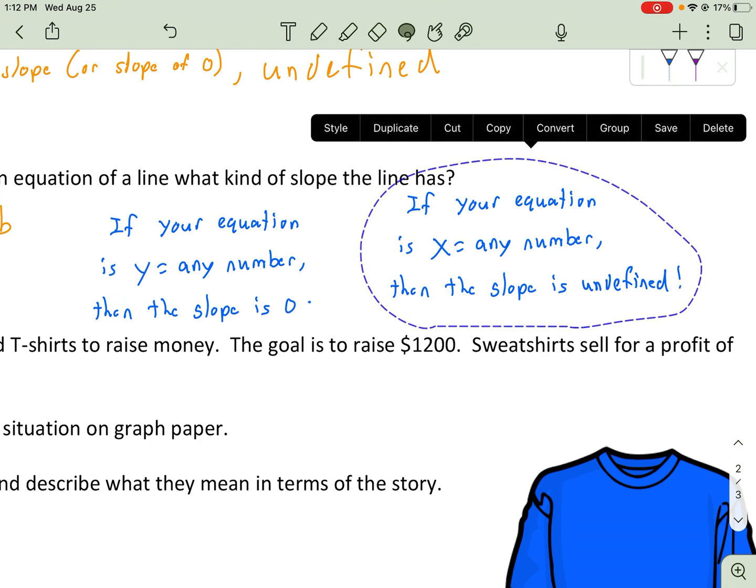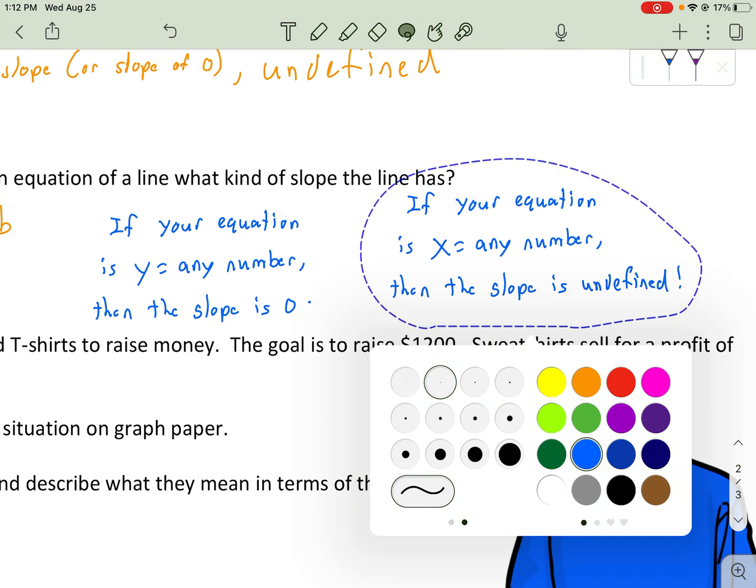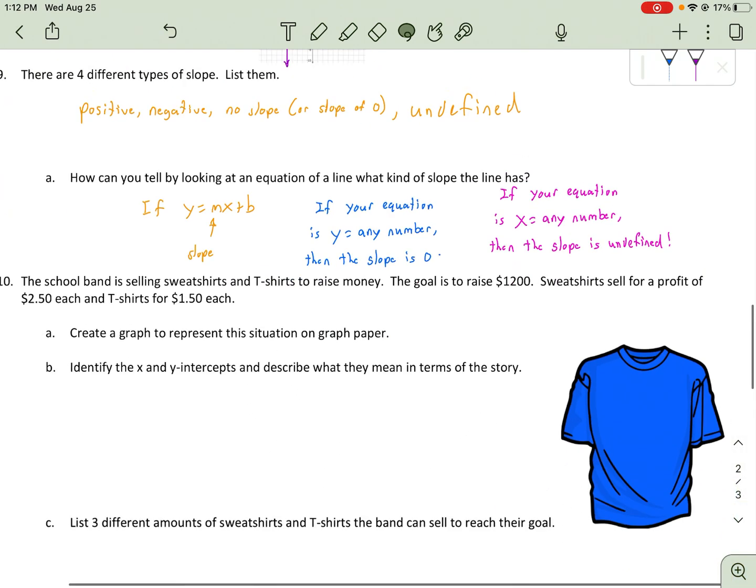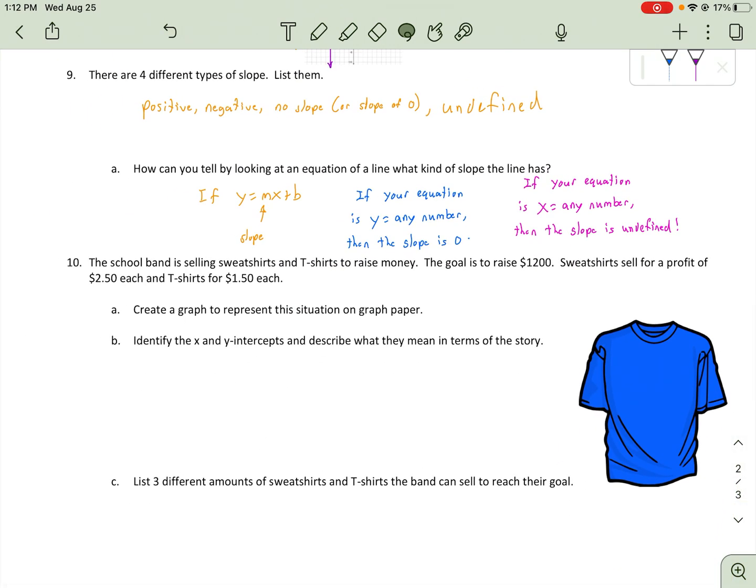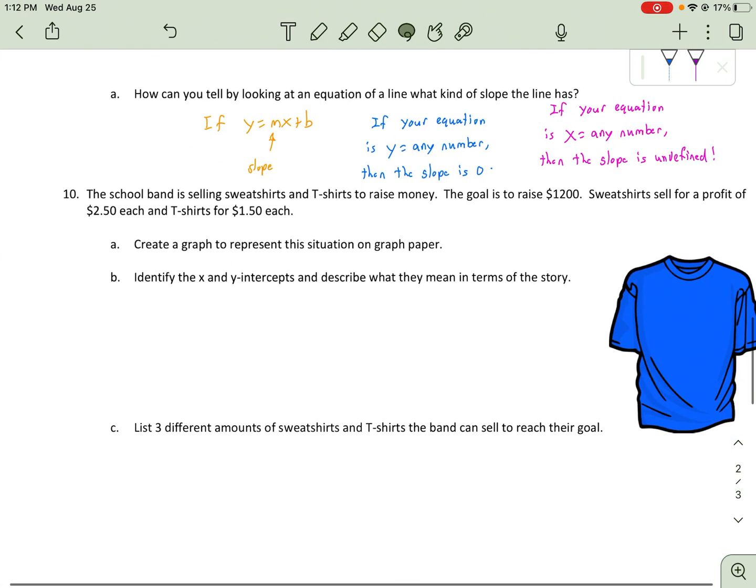All right. So 4 different kinds of slope. Okay, and then we have a little bit of a word problem here where a line kind of makes sense. The school band is selling sweatshirts and t-shirts to raise money. The goal is to raise $1,200. Sweatshirts sell for a profit of $2.50 each and t-shirts for $1.50 each. Create a graph to represent this situation on graph paper. Identify the x and y intercepts and describe what they mean in terms of the story.